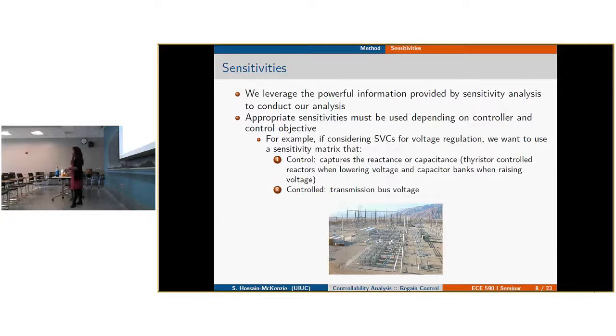So to perform our analysis, we use sensitivity matrices. And so the appropriate sensitivity matrix must be used depending on your controller and the control objective that you are studying. For example, if we had an SVC, or static VAR compensator system, that we're using for voltage regulation, for example the image here, we want a sensitivity matrix that captures the control, so the reactance or capacitance, depending on if we're lowering or raising the system voltage, and the controlled quantity, the objective, the transmission bus voltages.